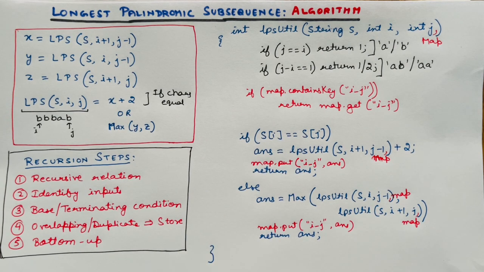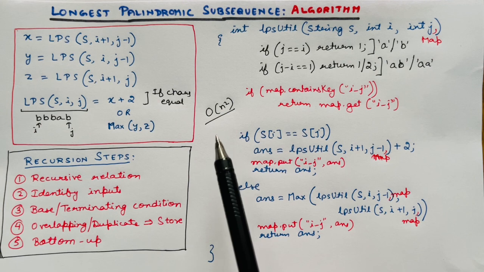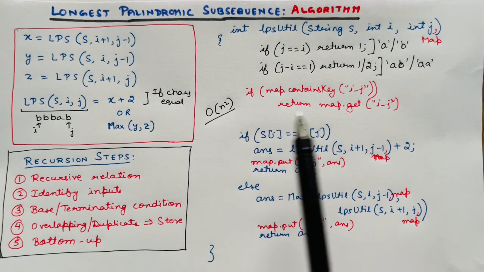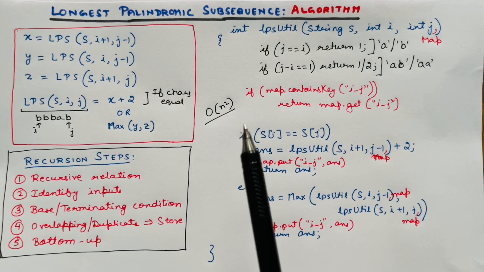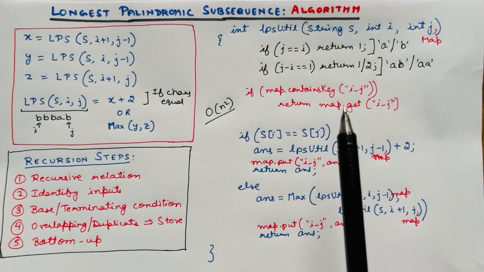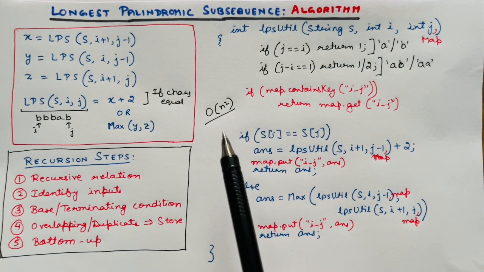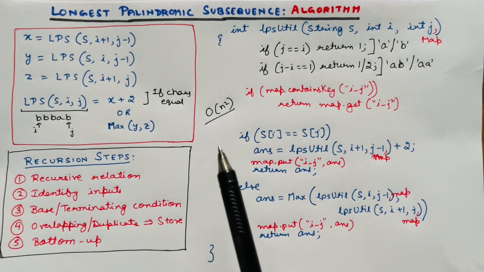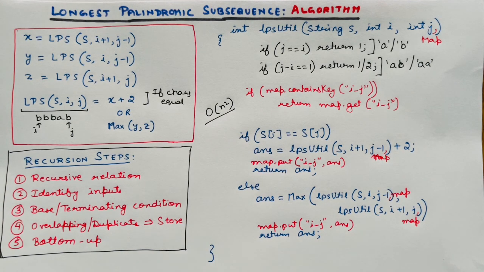What will be the time complexity of this? The time complexity will be big O of n square. Why? Because we are solving for a pair of i, j only once and exactly once. Therefore, i and j can take a maximum of n and n values. So overall time complexity will be big O of n square. And similarly, space complexity will also be big O of n square.